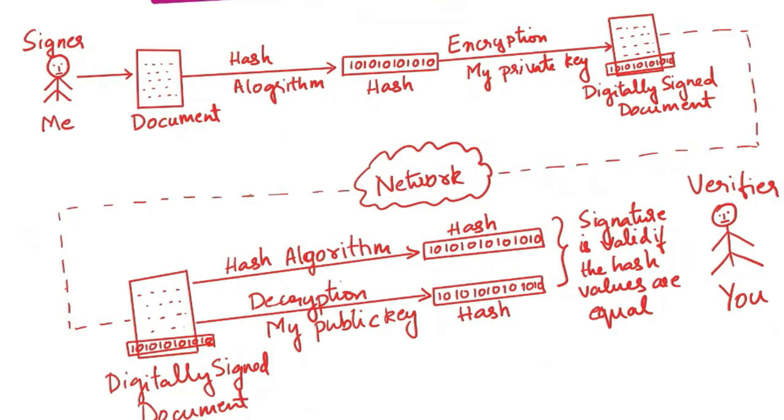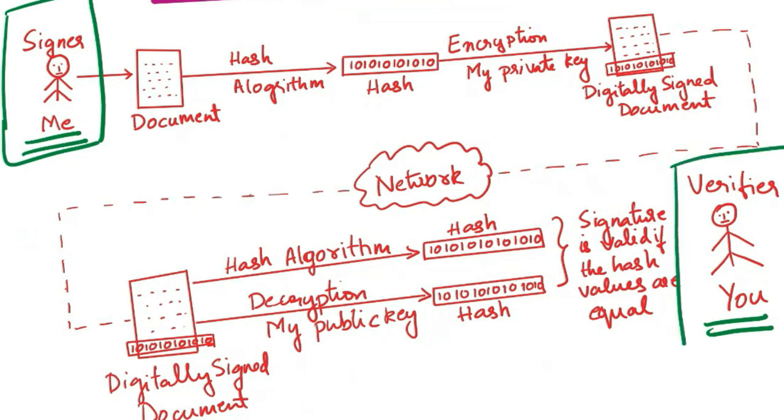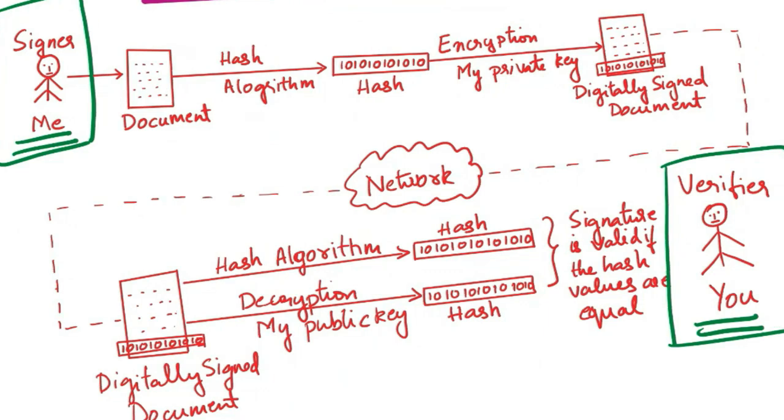Let's consider a scenario where I want to send a document to you. So there are two parties in this. One is me and the other one is you. I am the one who's sending the document, so I become the signer who's digitally signing the document, and you are the one verifying if the signature is valid, so you are the verifier. So for me to sign a document, I need my private key.